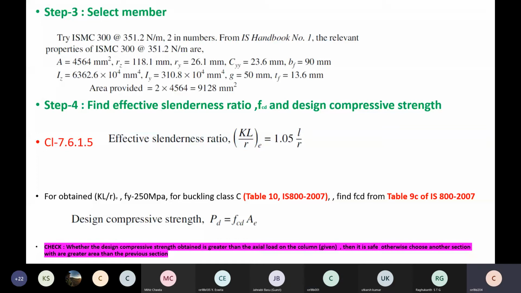Once you get fcd, we'll calculate the design compressive strength, which is given by fcd times A, where A is the area provided. We know the area provided is 9128 and fcd is 122.65. So let us know the design compressive strength Pd. Just multiply and tell us.